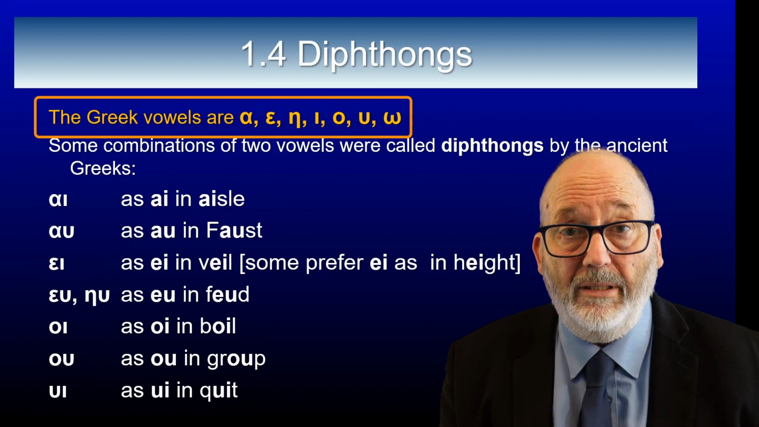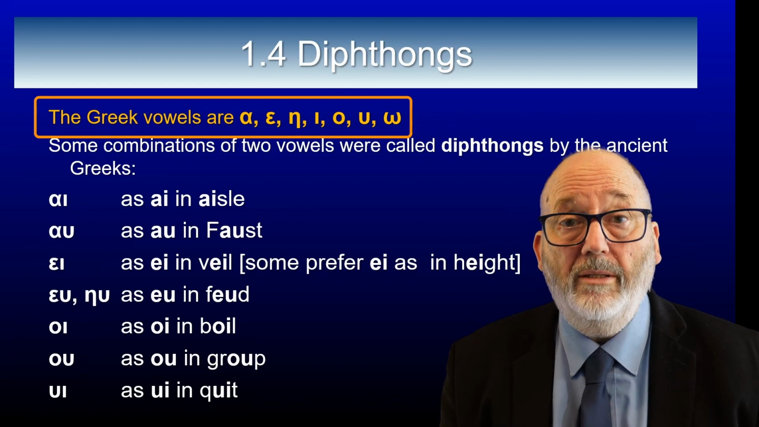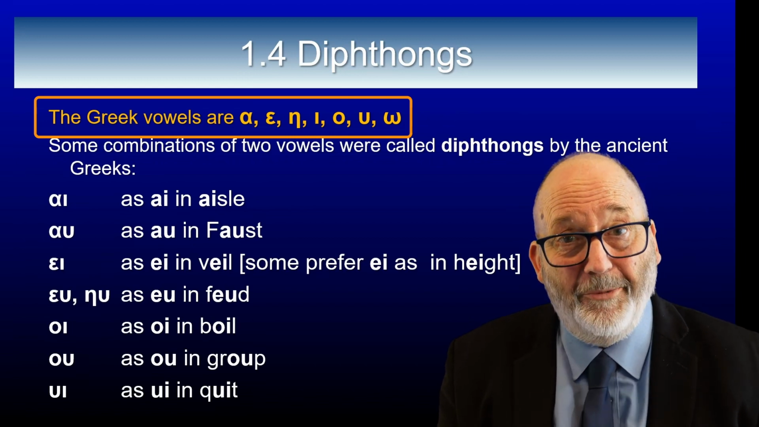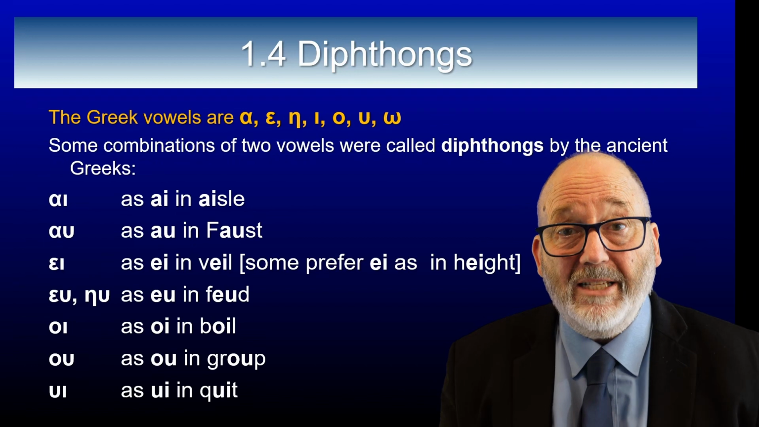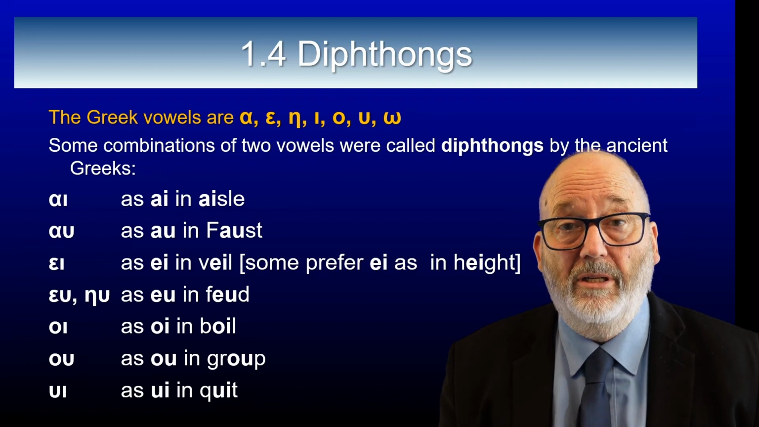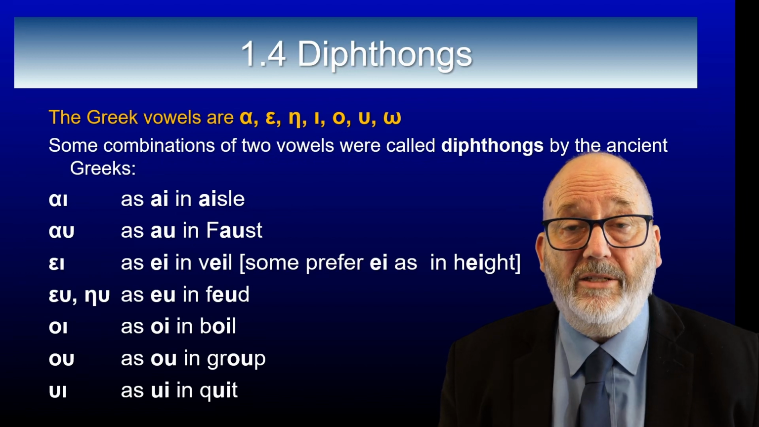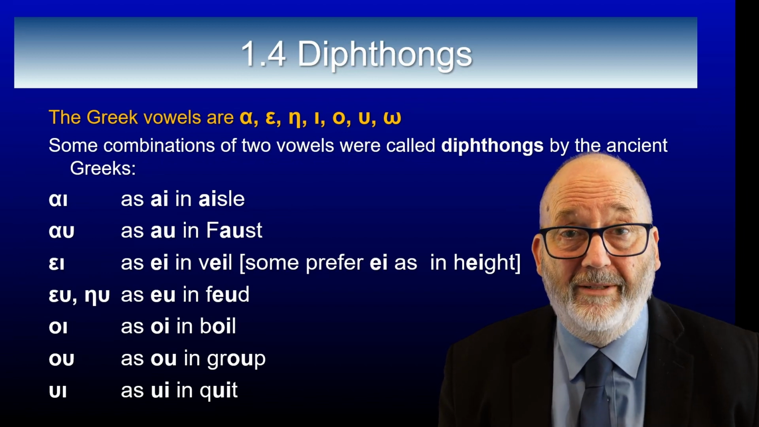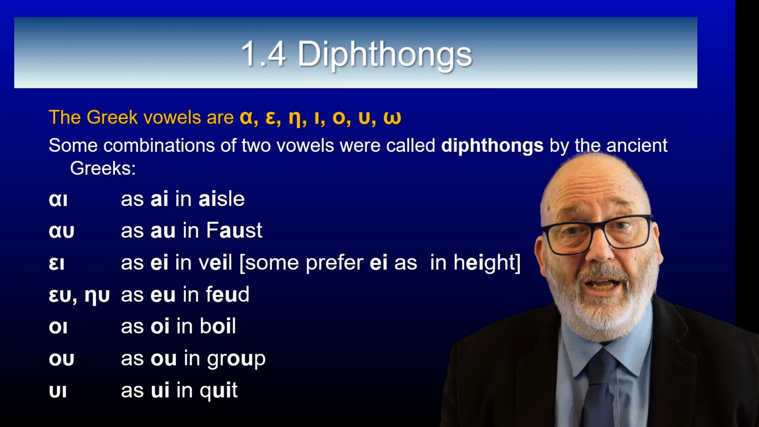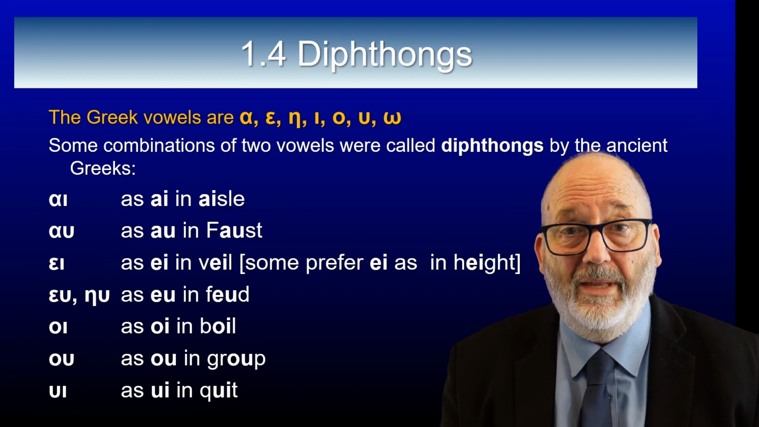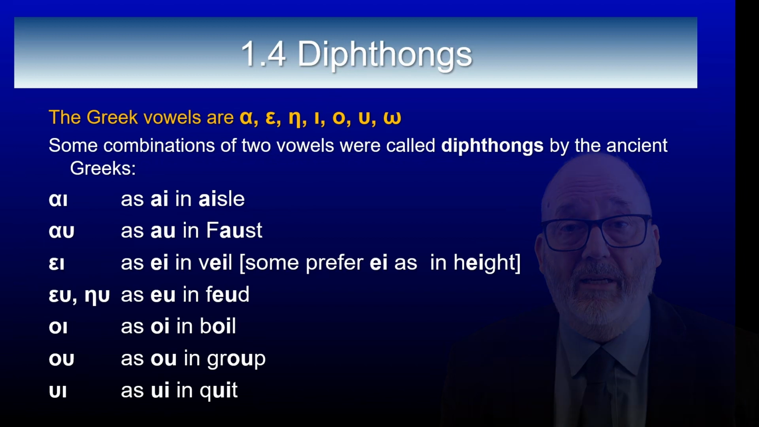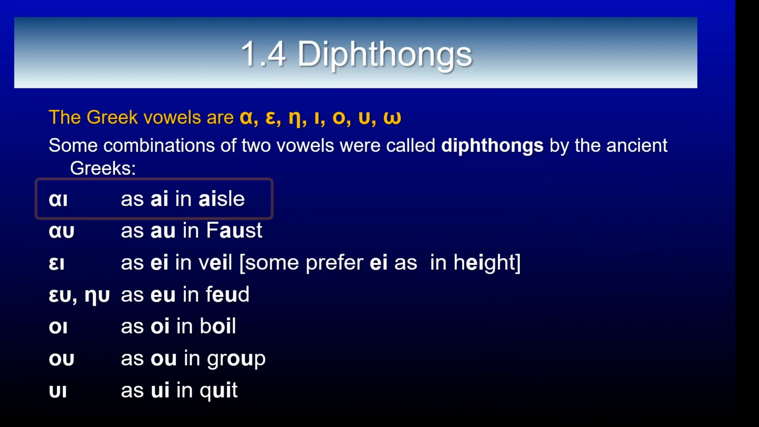There are 7 vowels in Greek: alpha, epsilon, eta, iota, omicron, upsilon, and omega. Sometimes these are found in combinations, which form one sound. The ancient Greeks called these diphthongs. Now there's some debate amongst modern grammarians as to whether that's the exact right word, but seeing as the ancients used it, I'm going to call them diphthongs. And here is a list of the diphthongs found in New Testament Greek.